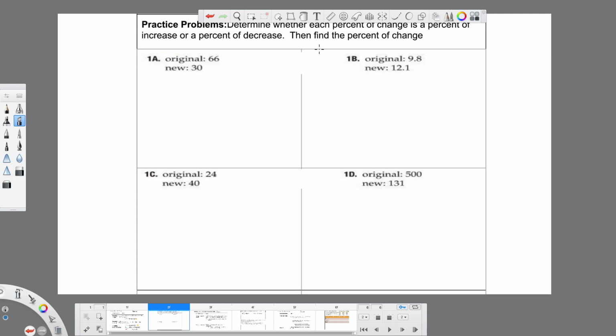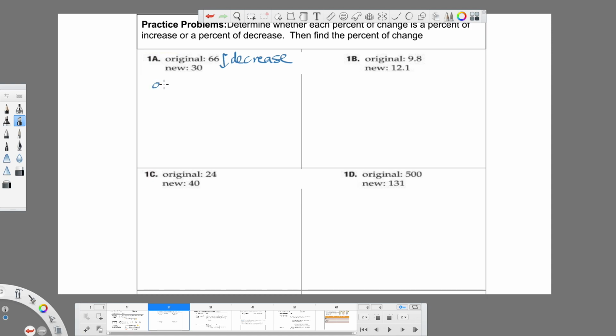So, and then we're going to find the percent of change. So here we have an original price of 66 and the new price is 30. Well, that's definitely going down. That's a decrease. So I know it's going to be a percent of decrease, which tells me I should end up with a negative answer when I get to the end of this. So let's go ahead and write out our little formula there.